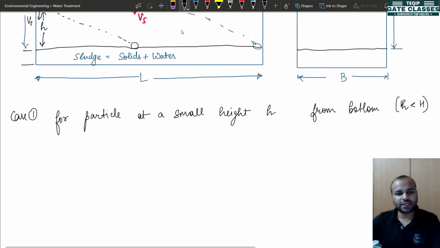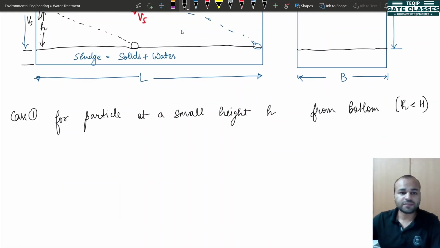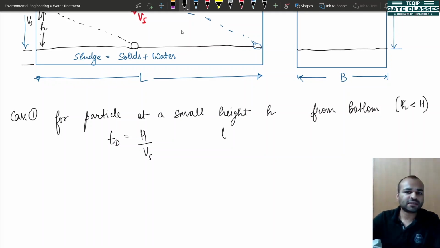So we can also analyze it mathematically. We can talk in terms of detention time. The detention time for the particle that we have analyzed above will be h by vs, and detention time for the smaller particle, let us say td dash, it will be small h by vs. Okay. Now with the above relations, we can conclude that td dash will be less than td.